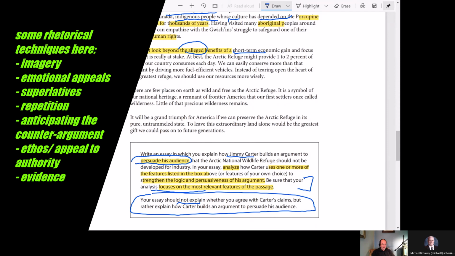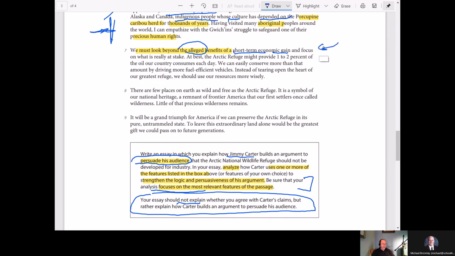So there are some things that can be effective in this and some that are ineffective when you set up what we call a straw man argument. I'm not sure that his opponents would agree with him, saying that a short-term economic gain. But anyway, he's sort of making a claim for what his opponents, those who want to develop the Arctic refuge, would be saying. So we can call that either strong or weak. It's up to you to make your decision on it.